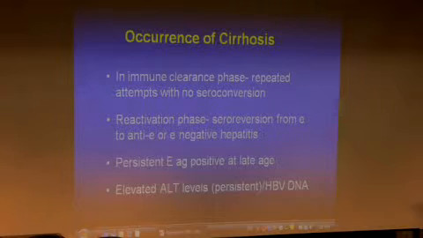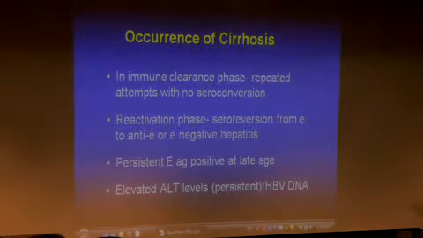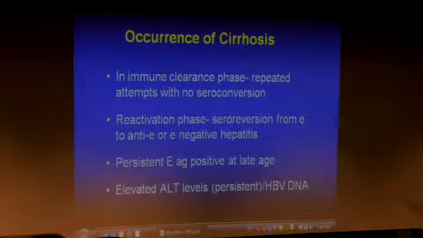Now, to summarize, the thing we are worried about in natural history is the occurrence of cirrhosis, because that is something you want to avoid. And so the things to look out for in the immune clearance phase is repeated attempts with no seroconversion, high ALT levels which are persistently high or repeatedly high. In the persistent E antigen positive patient at a late age, look out for, in the reactivation phase, a seroreversion from E to NTE, from NTE to E antigen hepatitis, and most important is in all these patients always look out for persistent high ALT level and DNA levels.